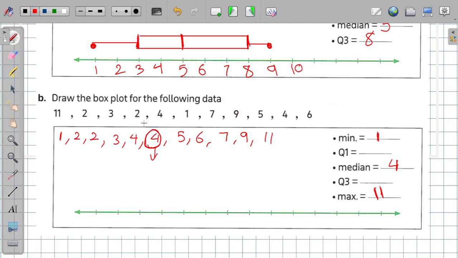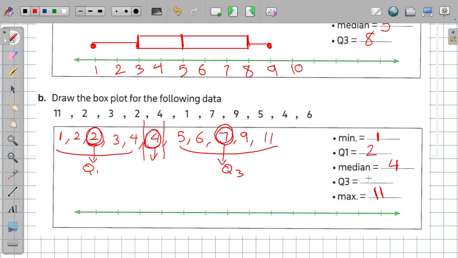Next, we'll cut them into 2 groups. This is the first group and this is the second group. The first group here, its median, I think it's 2 right here. So the Q1 here is 2. The second group, or the upper half, its median is 7. So Q3 is 7. Okay, so let's draw them on the number line.